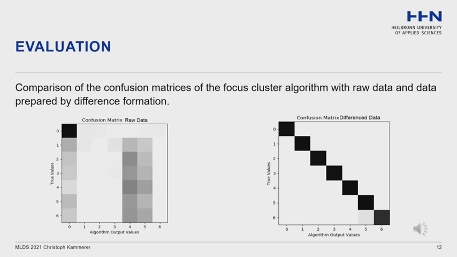Here we see the result of a classification with the focus cluster algorithm. On the left side with the raw data, and on the right side with different data. These confusion matrices show a distribution of the predicted results given by the algorithm. On the x-axis you have the classes predicted by the algorithm. On the y-axis are the real classes given by the data. The blacker a square is, the more its combination was given by the algorithm.